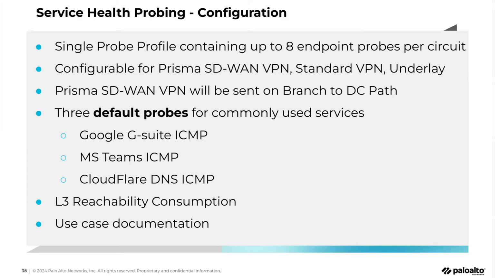These will be used as part of the layer 3 reachability, meaning just checking connectivity out to the internet. And in a second here, we'll talk about how these can also be consumed on a per application SLA basis to determine how you want your traffic to be forwarded.